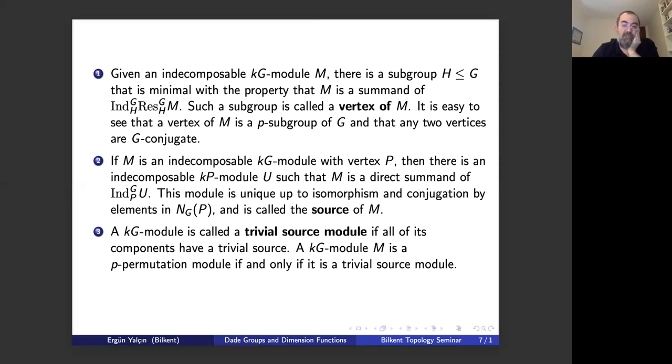So all the p-permutation modules, the summands of permutation modules, are actually trivial source modules. So another name for these modules is trivial source modules. And many classification attempts for trivial source modules have been made, and there are rings you can define and so on. But we will be doing something slightly different.